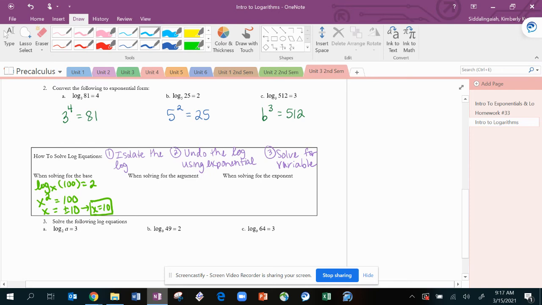Now let's take a look if the variable is in the argument. Quick example is log base 5 of x equals 2. Okay, so my first step is to rewrite this as an exponential because the log is already isolated. So I'm going to start with the base of 5. 5 is going to be raised to the 2nd power because the log equals an exponent, and that equals x. So 5 squared equals x. That means x is 25.